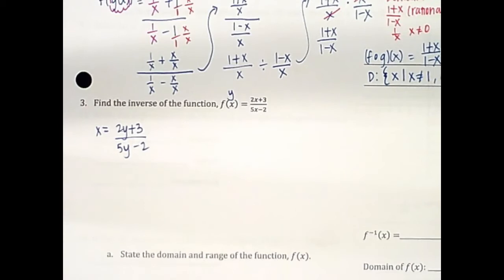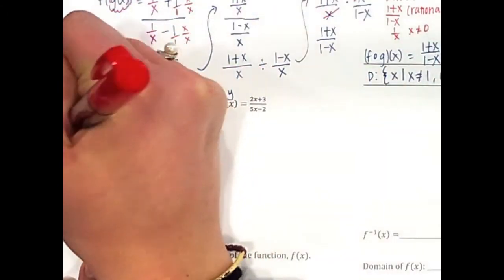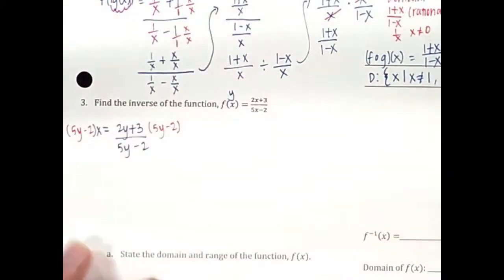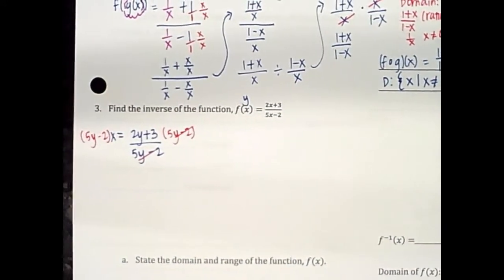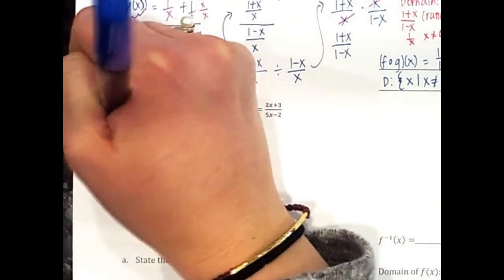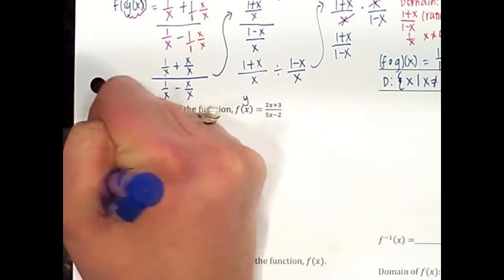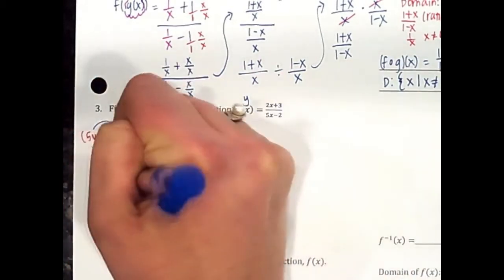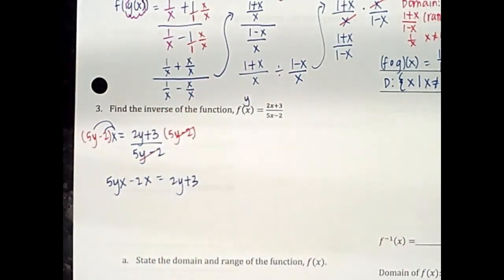Whenever I see a problem like this and I have a fraction, the first thing I think to do is get rid of the fraction in the denominator. So I'm going to multiply both sides of my equation by 5y minus 2. That's going to get rid of the 5y minus 2 in the denominator. And then I'm going to distribute my x here. So this gets the x and that gets the x. So 5y times x is just 5yx, and minus 2x equals 2y plus 3.